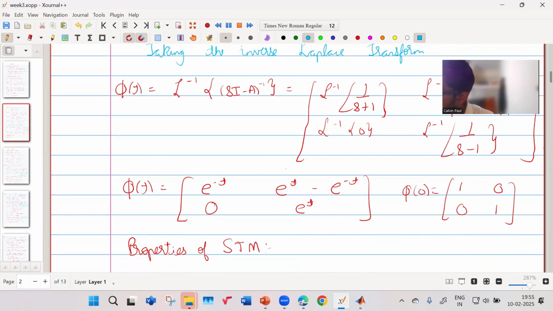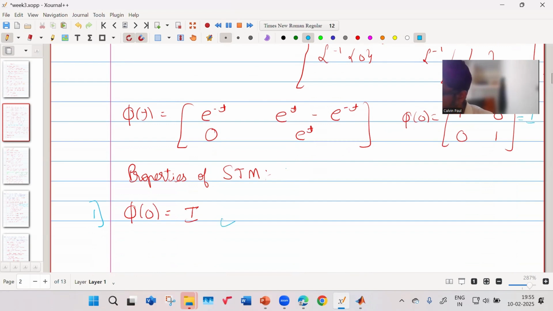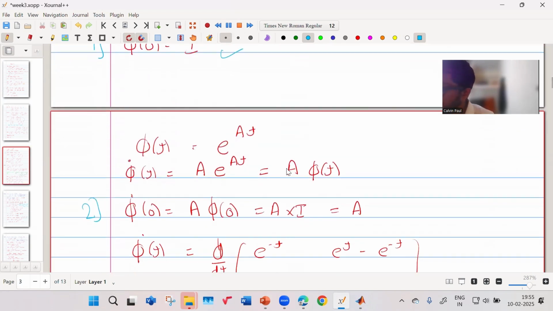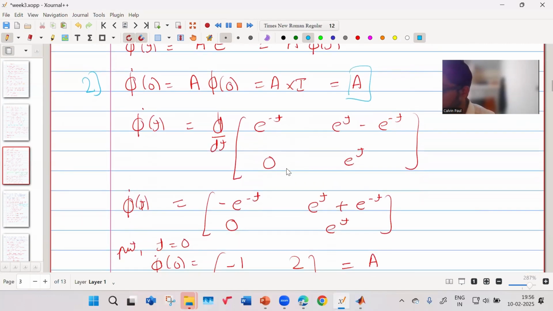And now this phi of t is given by this expression. Phi of 0 is the identity matrix, this is I, which is a property verified here. And similarly, phi of t is e to the power At. The derivative of that is A times e to the power At, and the derivative at 0 is equal to A. Okay, so this is another useful property, right?